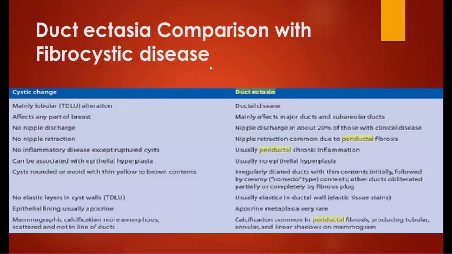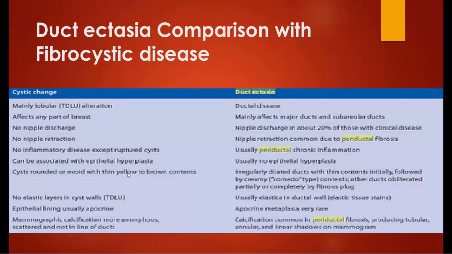Duct ectasia in comparison with fibrocystic disease. In cystic change in fibrocystic disease, mainly lobular, affecting any part of the breast, no nipple discharge, no nipple retraction, no inflammatory disease except ruptured cyst, can be associated with epithelial hyperplasia, cysts round or ovoid with thin yellow to brown content, no elastic layer in cyst walls, epithelial lining usually apocrine, mammographic calcification more amorphous, scattered, not in line of duct.